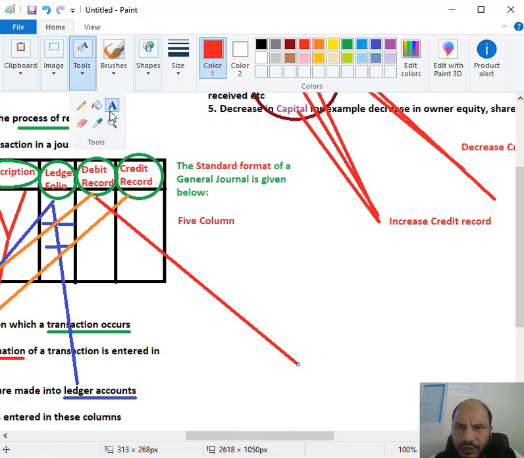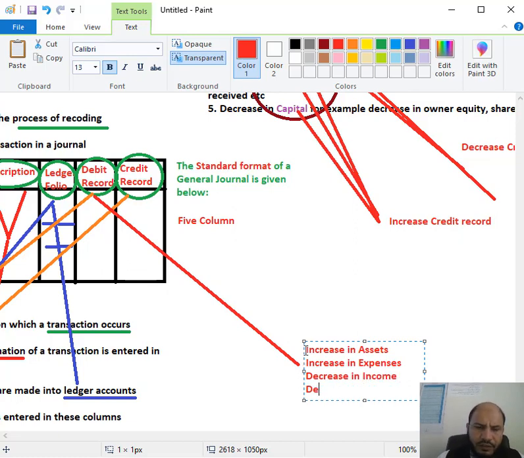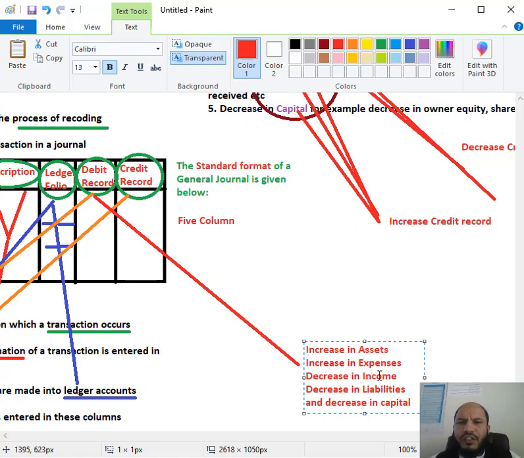So see, the debit record is: increase in assets, one thing, increase in expenses, decrease in income, decrease in liabilities, and decrease in capital. These are the debit records.